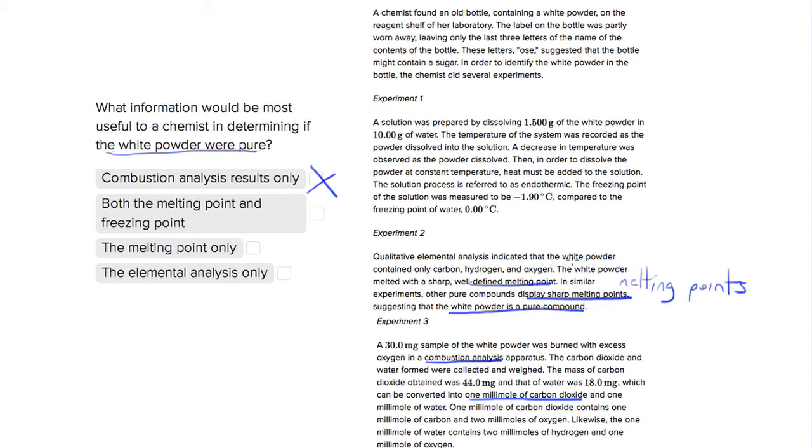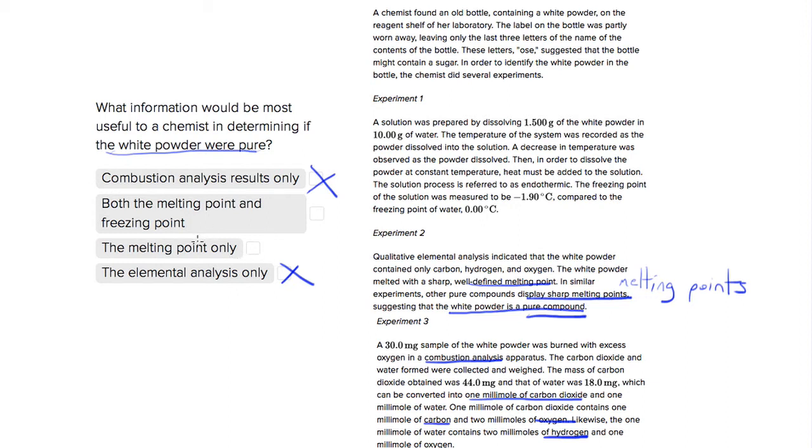So that's not good. Similarly, answer choice 4, elemental analysis only. That's also something coming from experiment 3. So it's telling us that there are certain amounts of carbon, oxygen, and hydrogen. So that's not going to talk about the purity of the compound. The only place that this pure compound is mentioned is here in experiment 2. So we're left with the melting point only, choice 3, or the melting and freezing points.